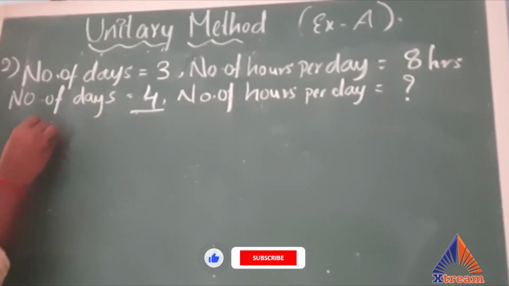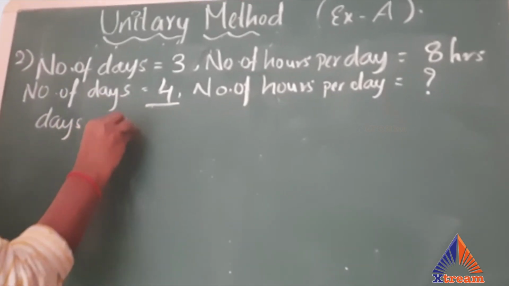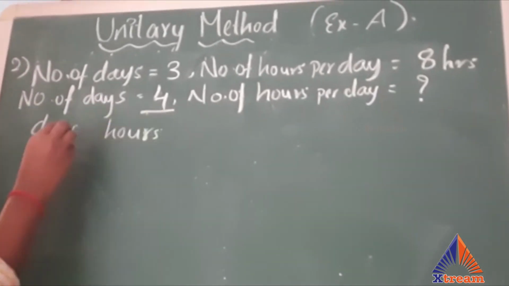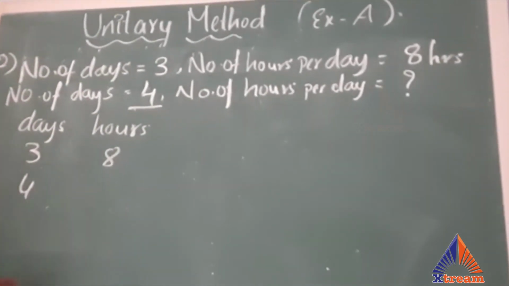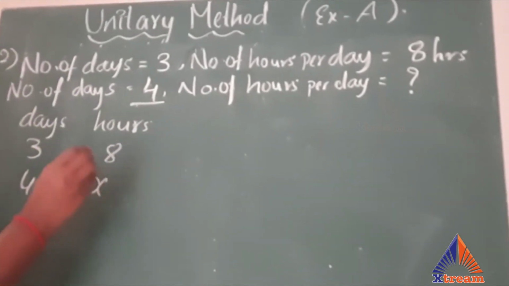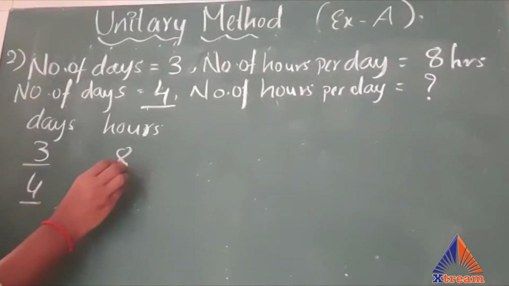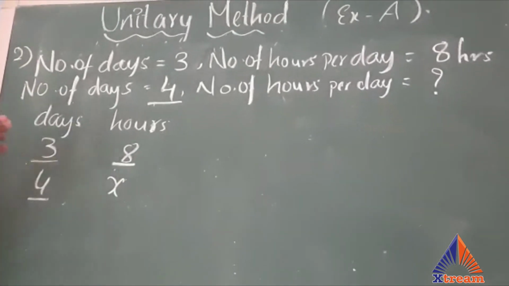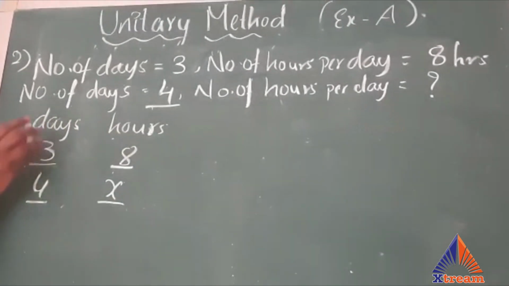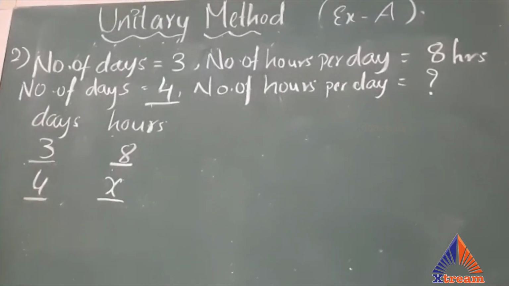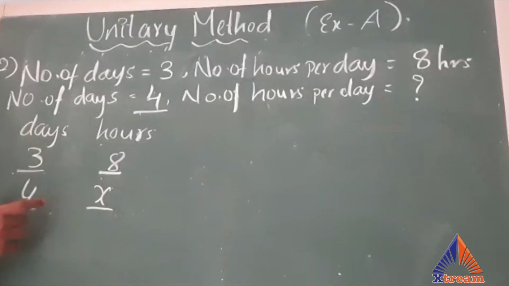So the quantities are: first the days and second the hours per day. Here in 3 days he works 8 hours. So in 4 days, in order to complete a new chair, he can work less than 8 hours, right? He works 8 hours per day to complete a chair in 3 days, so he can work less than 8 hours per day to complete the new chair in 4 days, because here he got one more extra day, right?